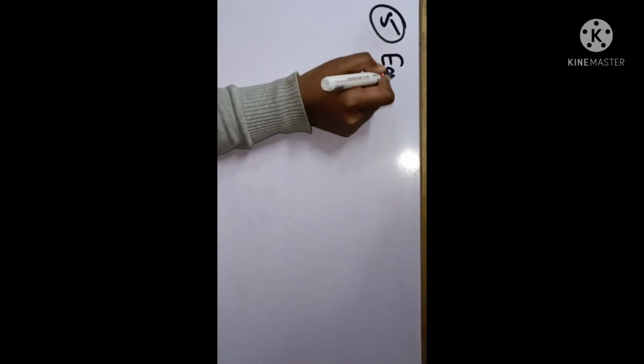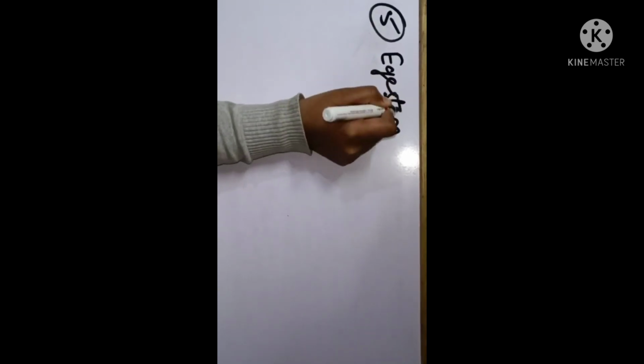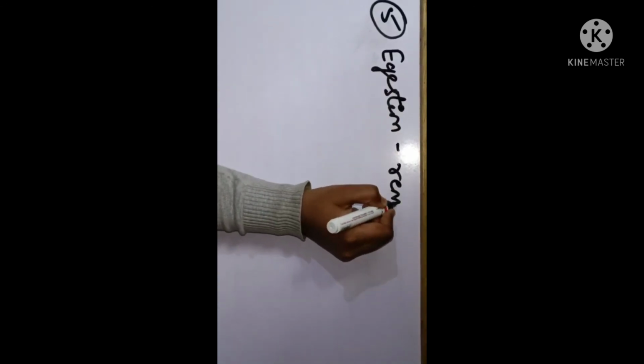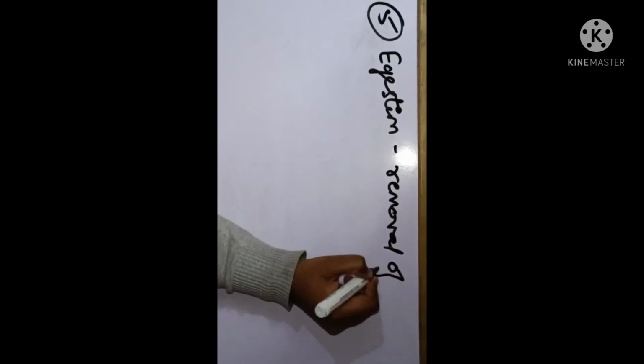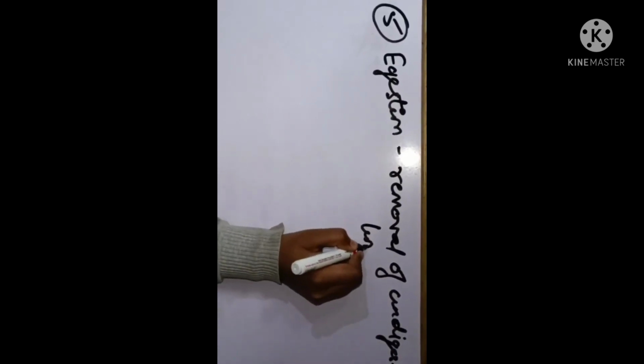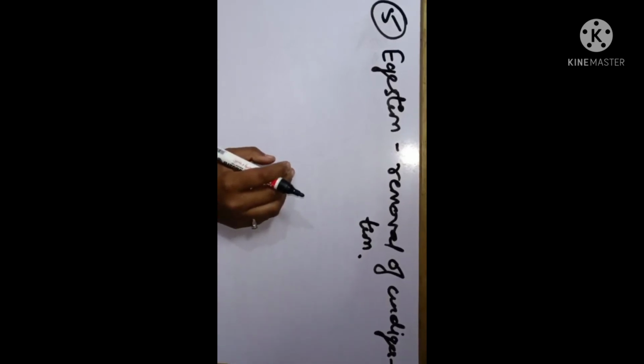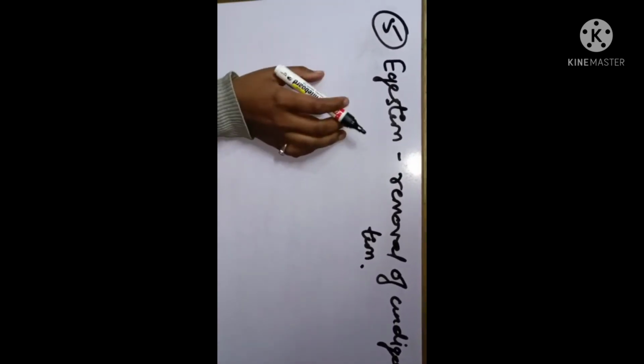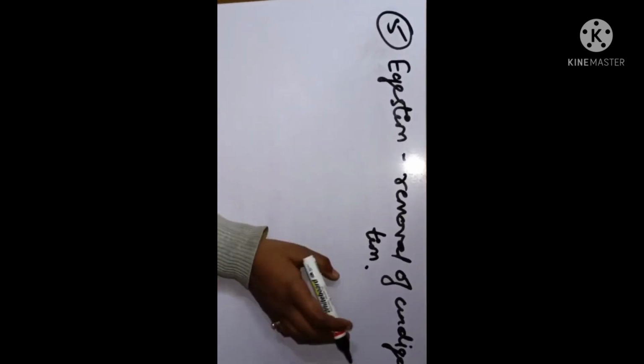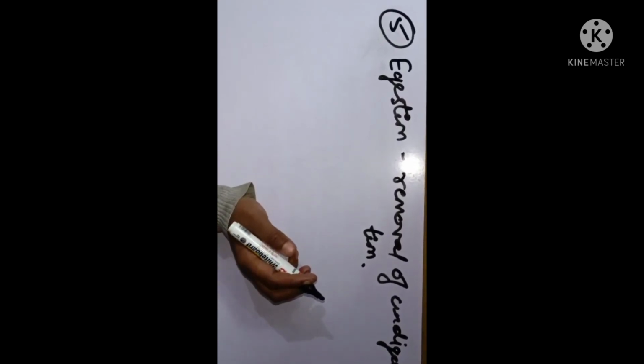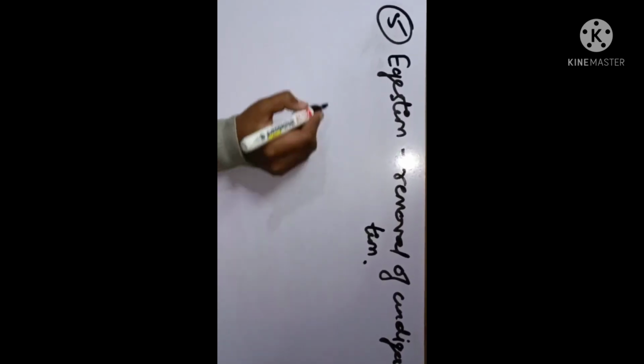The fifth process is egestion. Egestion is the removal of undigested food. Whatever food is eaten by the organism, there is some food which gives us energy and some part of the food which remains undigested. So whatever undigested food is there, it is removed from the body by the process of egestion.